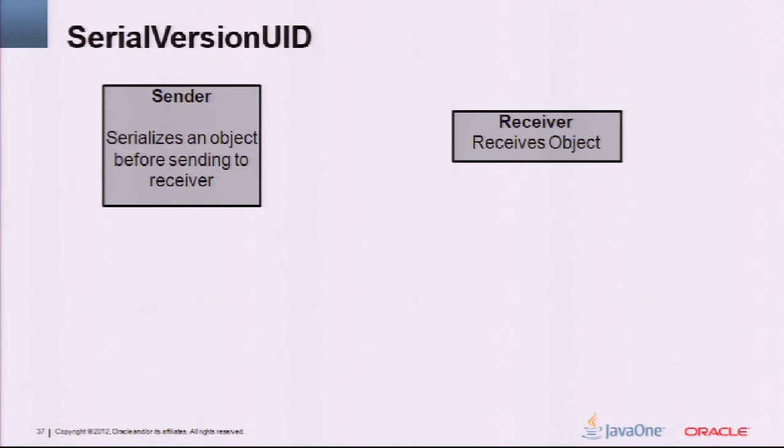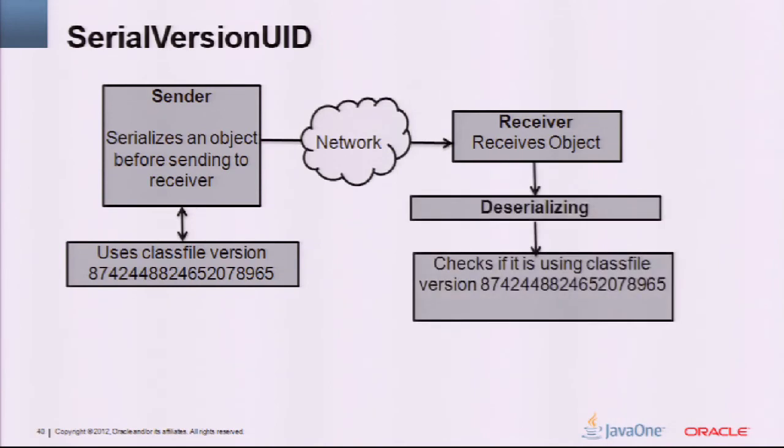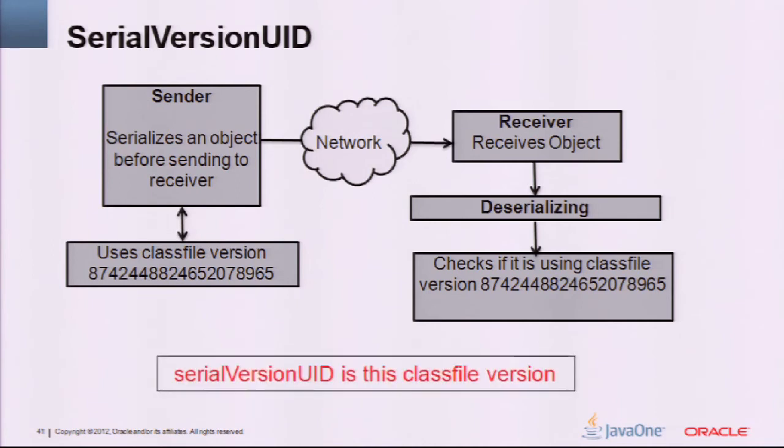When the sender is serializing the object, it's going to pack into the object the class file version that it's using. Perhaps something like 87422, whatever the number is there. And it's going to pack it into the object before sending this object to the receiver. Once the receiver receives the object, it's going to deserialize it. While deserializing it, it's going to check that the class file version that the receiver is using is the same as the class file version that is packed into the object. If it is not, it's going to give you an invalid class exception. And SerialVersionUID is essentially this class file version that's packed into the object, right?